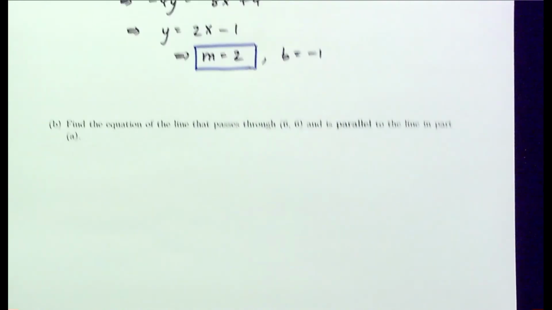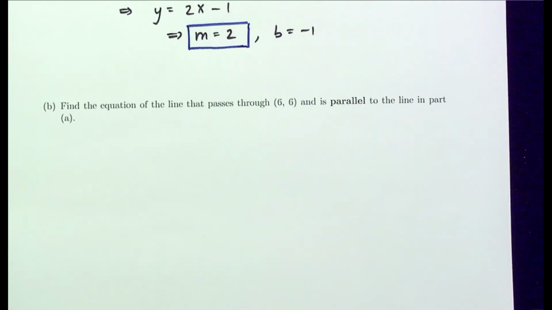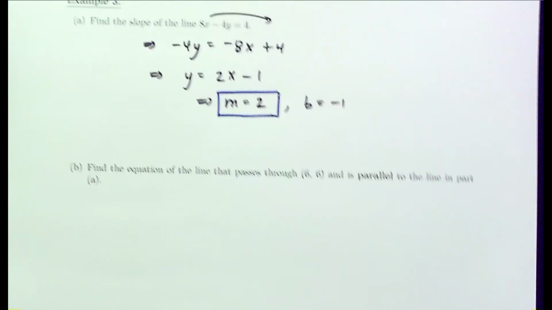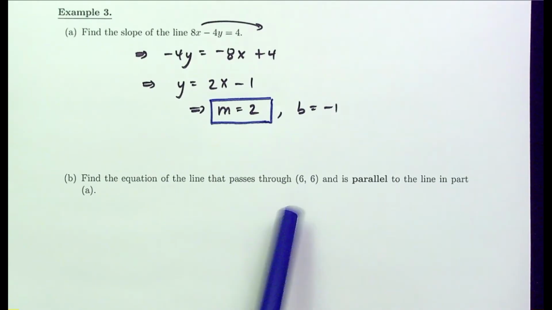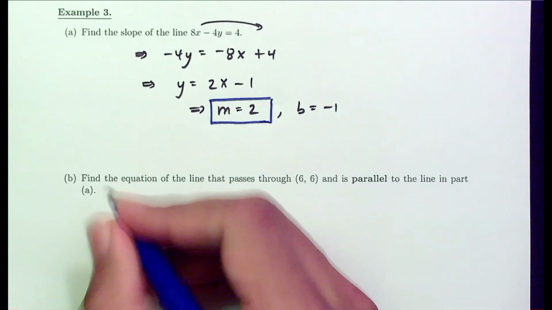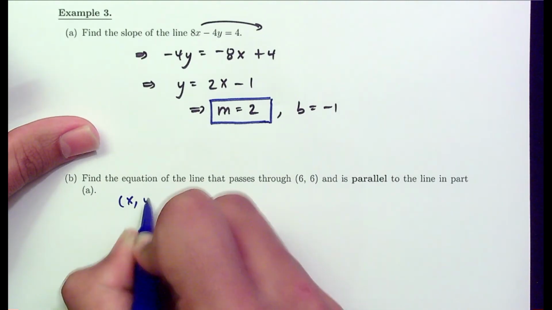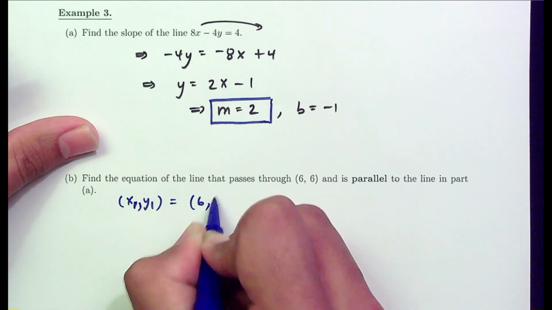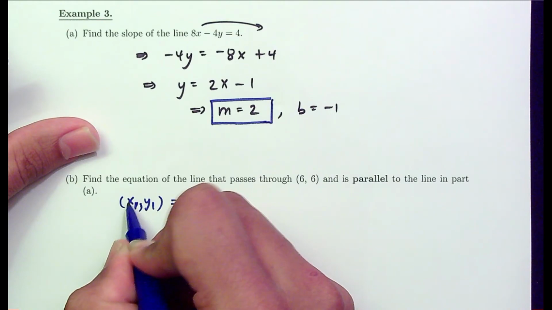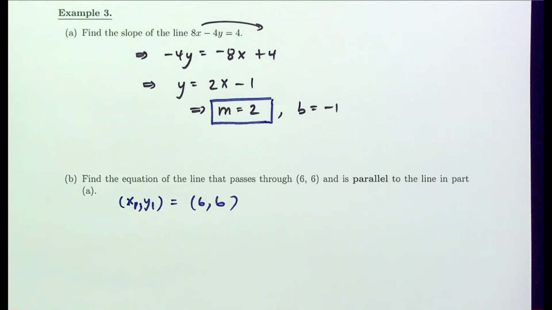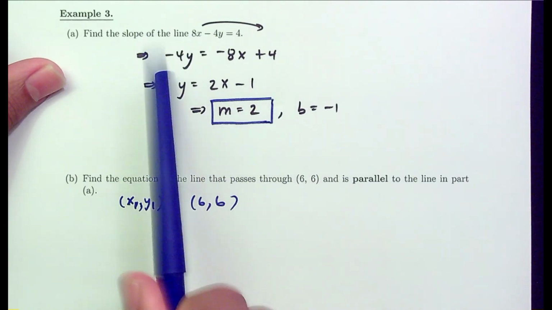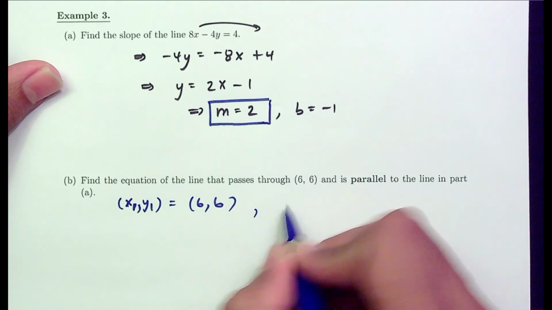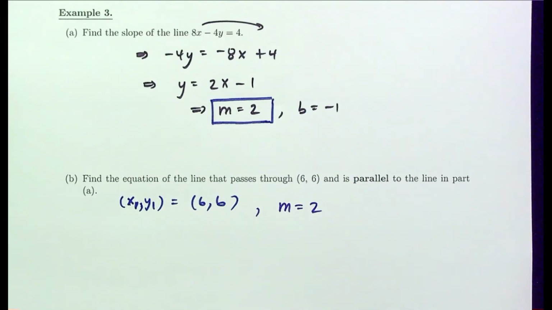Now let's see what part B says. Find the equation of the line that passes through (6, 6) and is parallel to the line in part A. So we want the equation of a line that passes through (6, 6). That's our point, x1, y1, which is (6, 6). The line we want is parallel to this line. The fact that it's parallel means it has exactly the same slope, so the slope is 2.